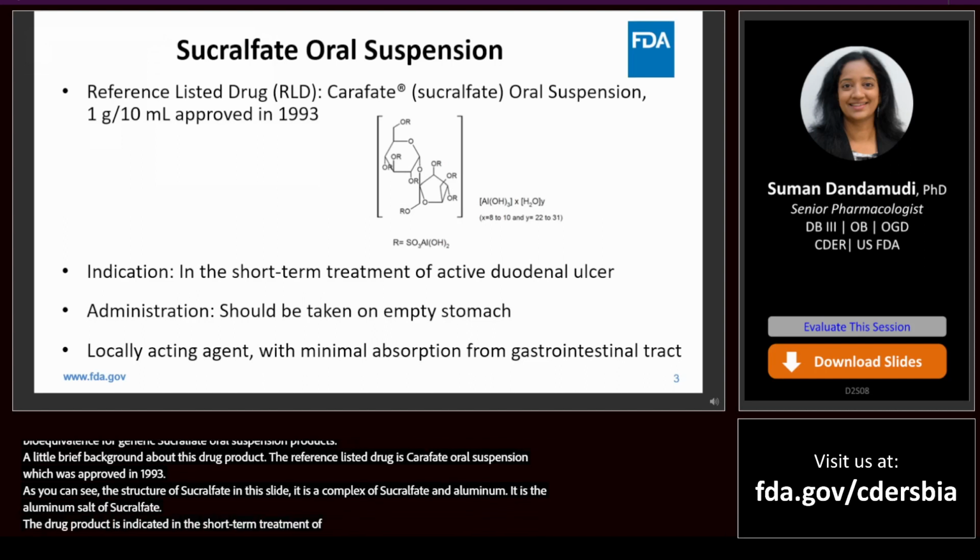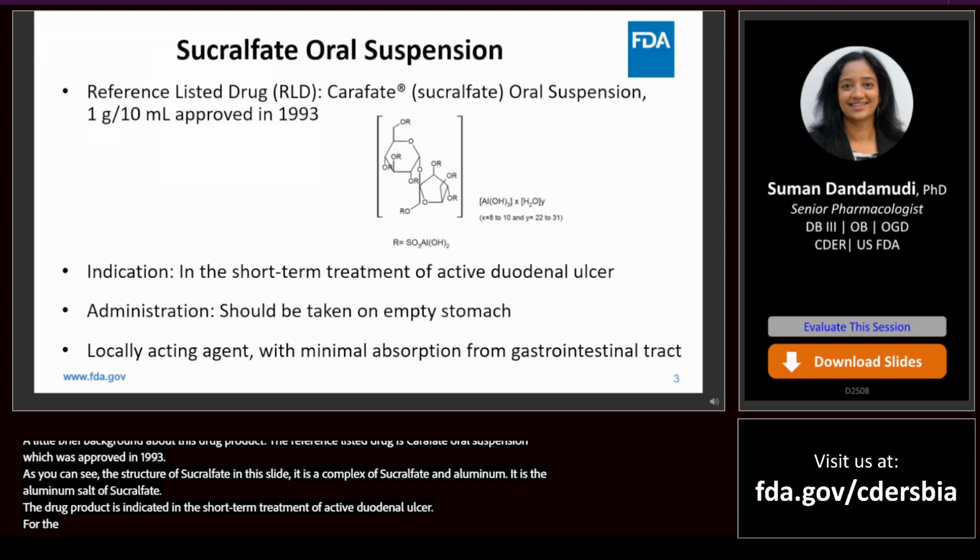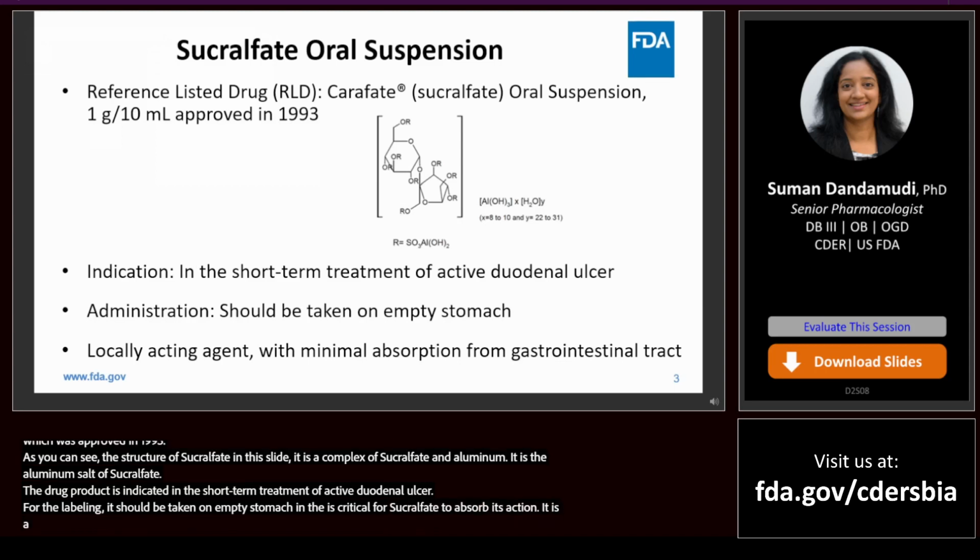Per the RLD labeling, sucralfate oral suspension should be taken on empty stomach. This is critical for sucralfate to exert its action. It is a locally acting drug which is minimally absorbed from the GIT. Any small amount of sulfate disaccharide that is absorbed is excreted primarily in the urine.